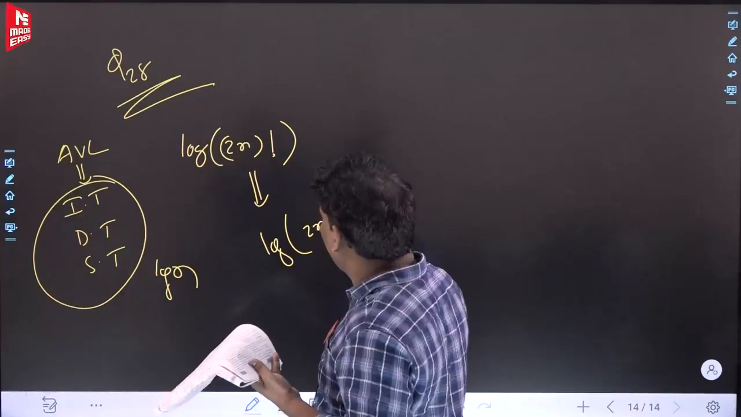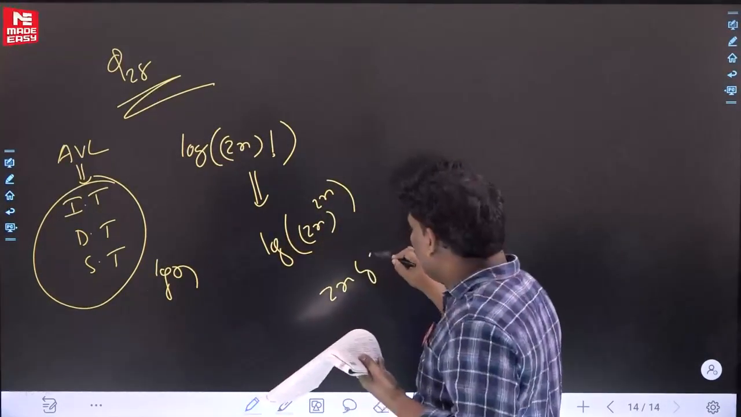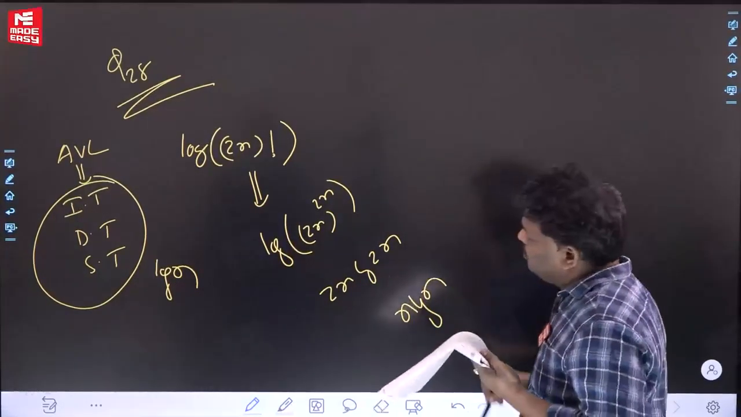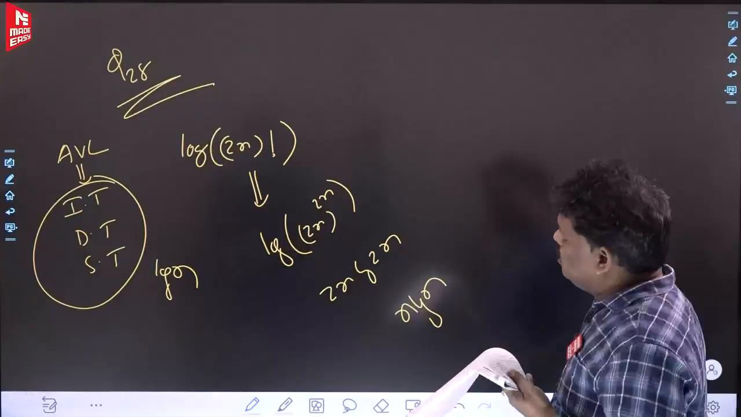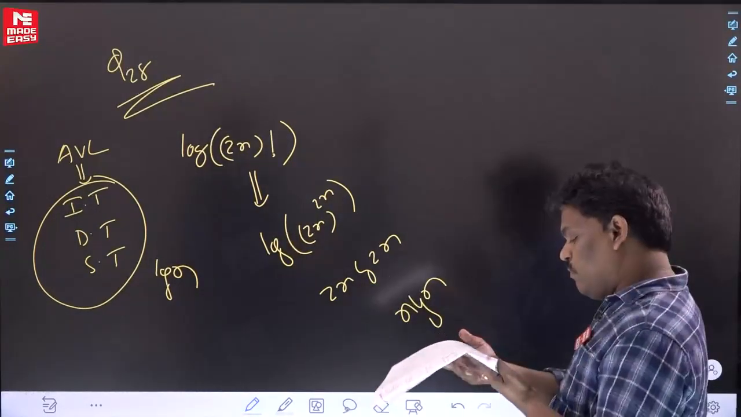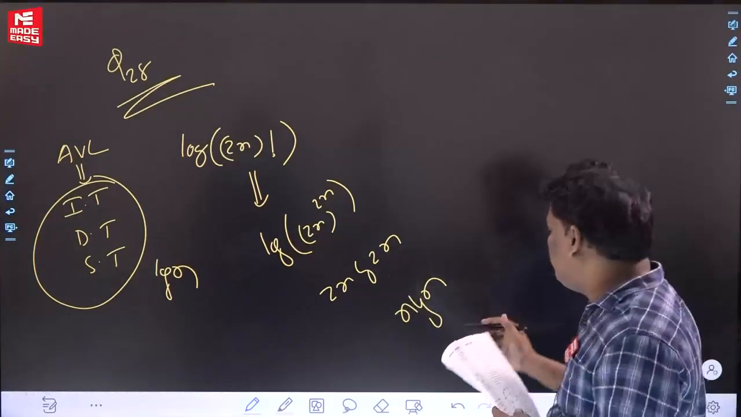What is the upper bound? 2n whole power 2n, which will go to 2n log 2n. Forget about the constant. What is the answer? n log n. So I think n log n. For question number 28, what is the answer? n log n. B is the answer.